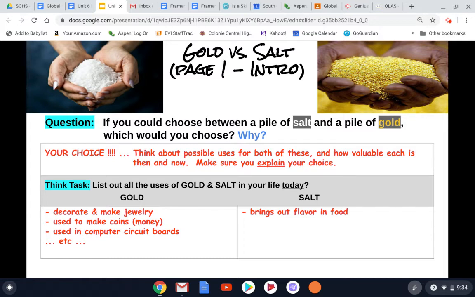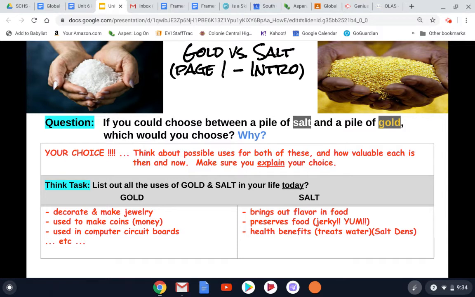We also use salt to preserve our food, like in beef jerky, which is one of my favorites. You salt things like meat and beef to dry it out to preserve it so it lasts longer, and it also gives it a very salty, kind of savory taste.